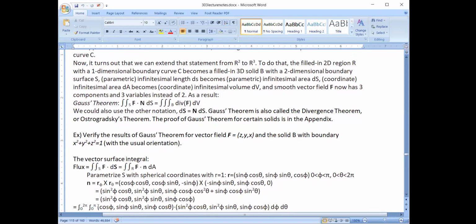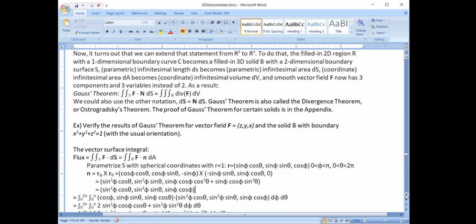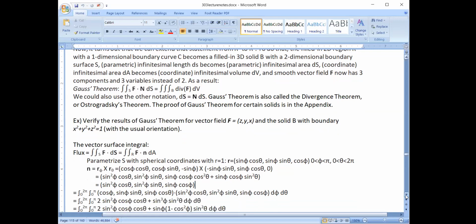Our vector field was this. Our normal vector is this. We know that our parameters, dA, is just d phi d theta, where phi goes from 0 to pi, and theta goes from 0 to 2 pi. Now we just take the dot product and do a bunch of calculation. Taking the dot product gives you this, and now we have to integrate twice.